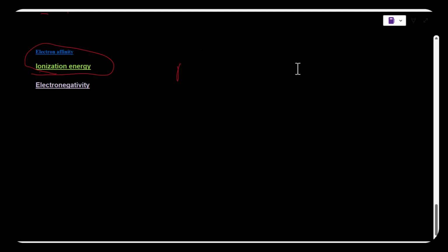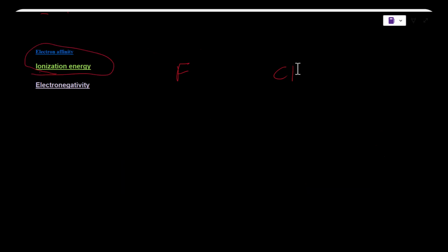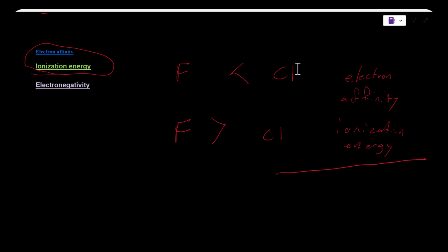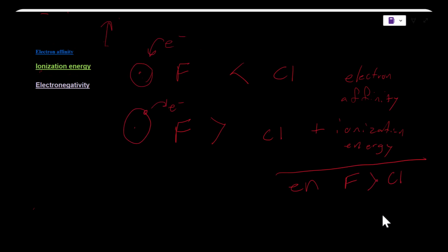An example would be fluorine and chlorine, where chlorine has an electron affinity that's actually higher than fluorine, but when we consider the ionization energy, fluorine has a much higher ionization energy than chlorine, and when we add both of these up, we then get the electronegativity, where fluorine would have a higher electronegativity than chlorine. To sum this up, electron affinity is the ability to attract an electron.